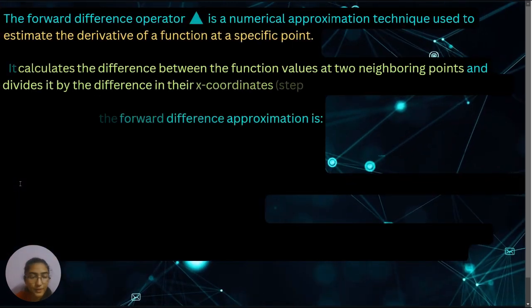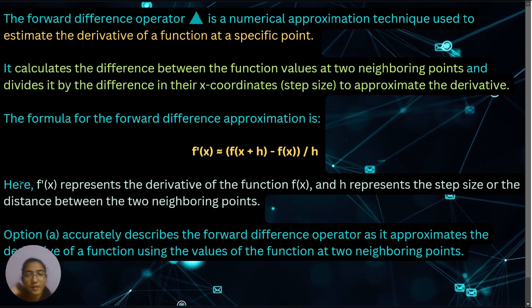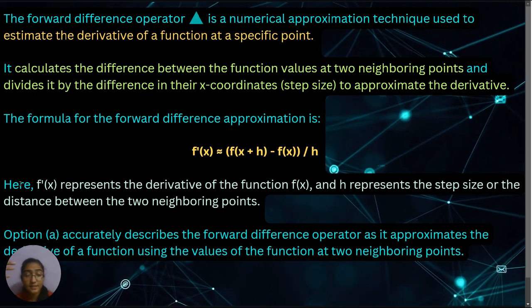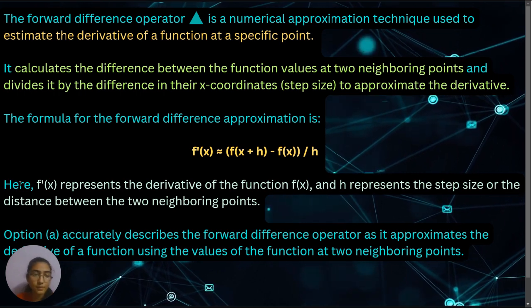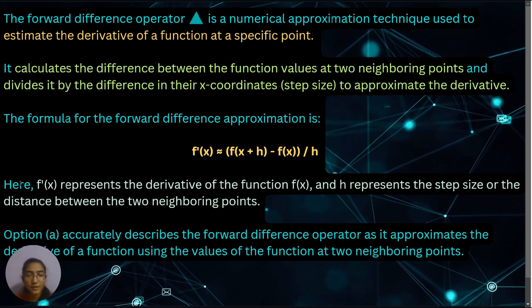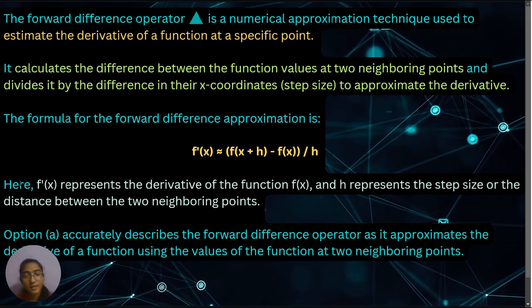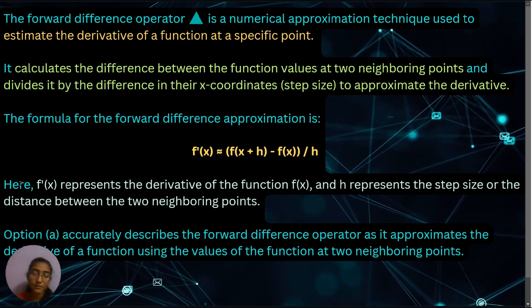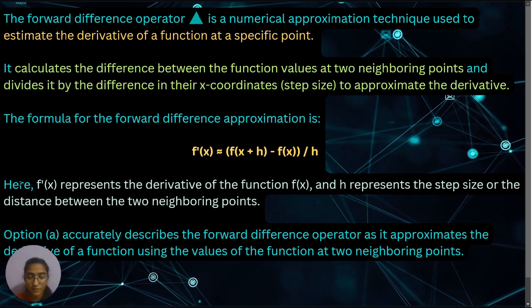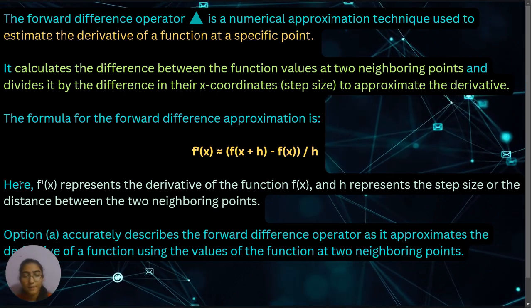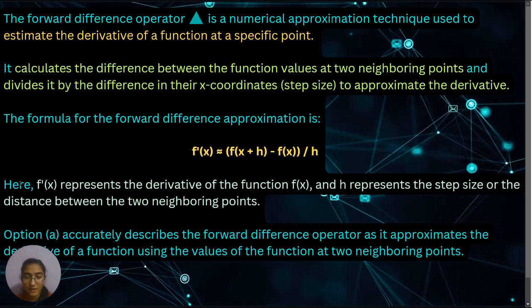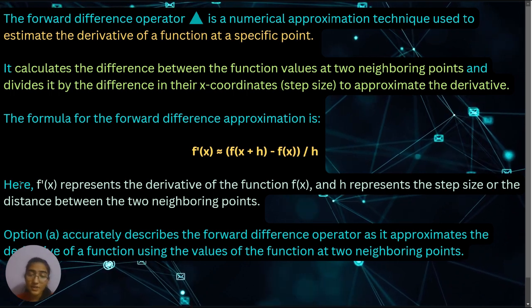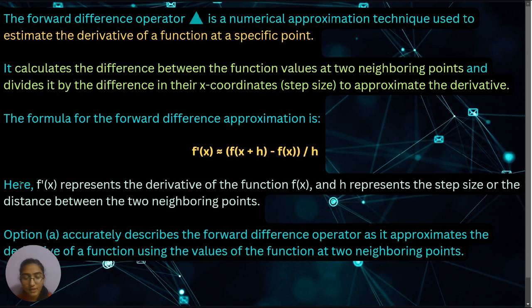The forward difference operator is denoted by a triangle symbol, and it is a numerical approximation technique used to estimate the derivative of a function at a specific point. It calculates the difference of a function at two neighboring points and then divides by the difference in their x coordinates to approximate the derivative. The formula of the forward difference approximation is given as follows: f'(x) is approximately equal to (f(x+h) - f(x))/h. Here f'(x) represents the derivative of the function f(x), and h represents the step size or the distance between the two neighboring points. So option A accurately describes the forward difference operator: it approximates the derivative of a function using values of the function at two close neighboring points.